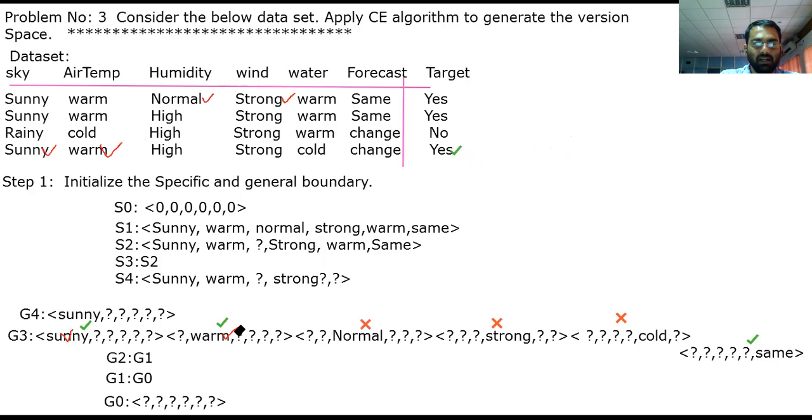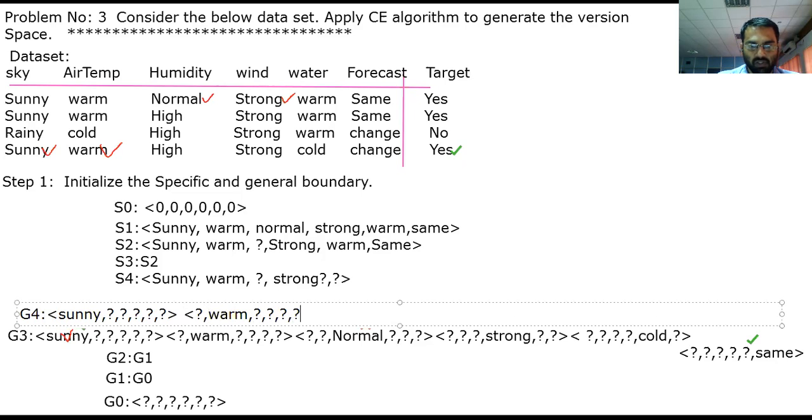Therefore, I need that hypothesis in the next step. That is question mark, Varam, question mark, question mark, question mark, question mark. More. Okay.